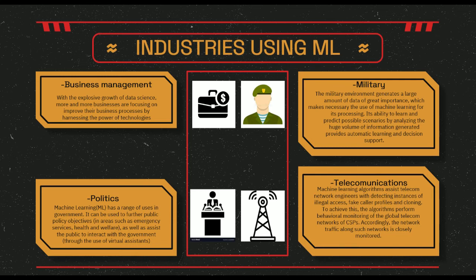Now, let's move on to how machine learning is used in telecommunications. Machine learning algorithms assist telecom network engineers with detecting instances of illegal access, fake caller profiles, and cloning. So to achieve this, the algorithms perform behavioral monitoring of the global telecom networks of CSPs. By the way, CSP stands for Communications Service Provider. So accordingly, the network traffic along such networks is closely monitored.